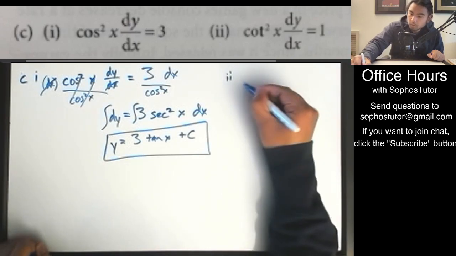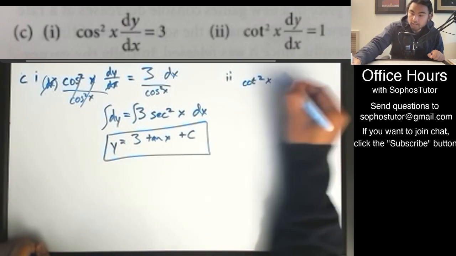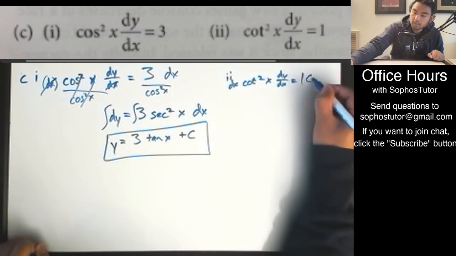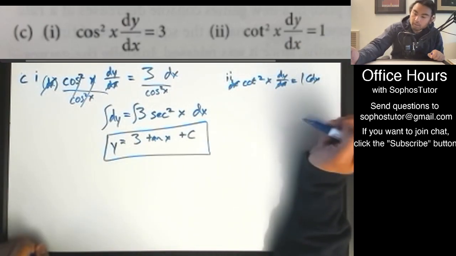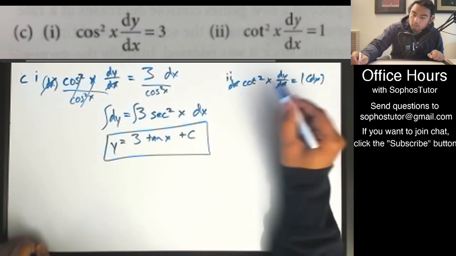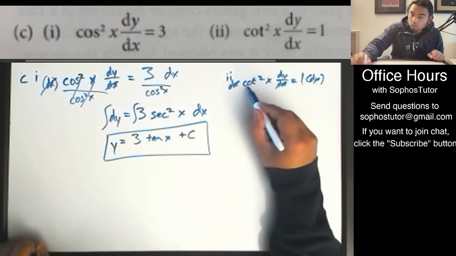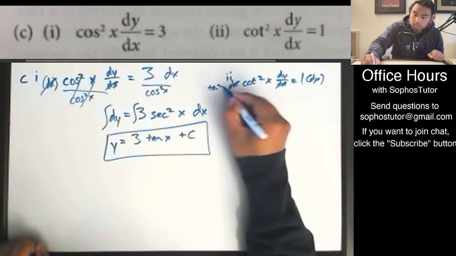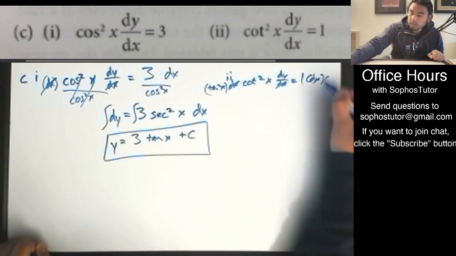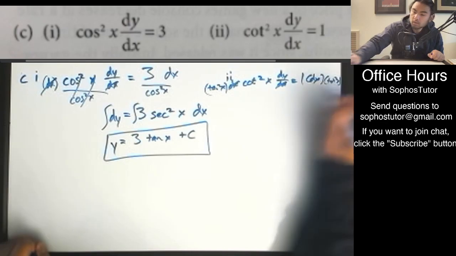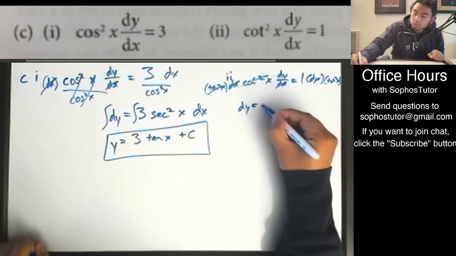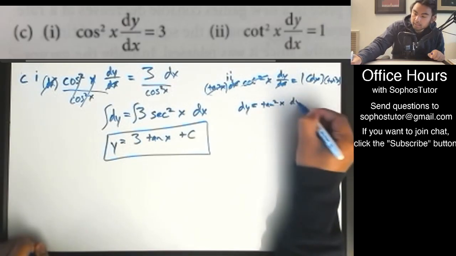For part 2, we have cotangent squared of x dy over dx is equal to 1. Okay, we have the same situation here. We're going to multiply by dx on both sides, canceling out. All right. Now, we have another x term here of cotangent squared of x. We can cancel that out by multiplying by the reciprocal of cotangent x, which is tangent squared of x. So we're going to get dy is equal to tangent squared x dx.